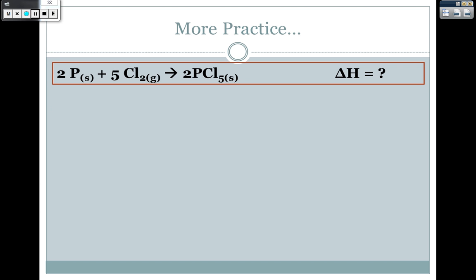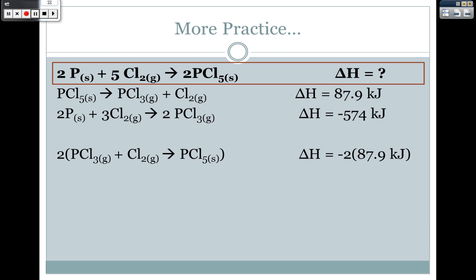What if we had 2 phosphoruses plus 5 Cl2s making 2 PCl5? Well, we've been given these reactions. The reaction of PCl5 solid to PCl3 plus Cl2 gas has an enthalpy change of 87.9 kilojoules. We've also been given 2 phosphoruses plus 3 chlorines makes 2 phosphorus trichloride with an enthalpy change of negative 574 kilojoules. Okay?